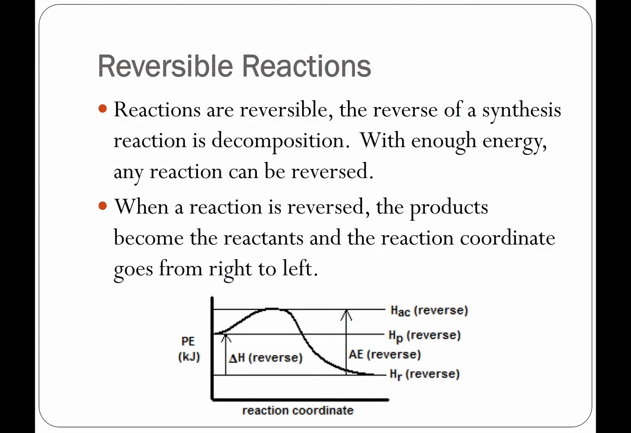Now, when a reaction is reversed, products become reactants and the reaction coordinate goes from right to left. So we can read these from left to right, or we can read them from right to left. Right to left would be reactants, products, and left to right would be reactants and products. All depends which way we're reading it. And in both cases, our heat of reaction values will reverse.